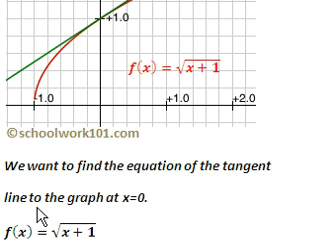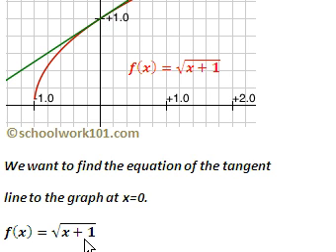So we're going to find the equation of the tangent line to the graph at x equals 0. So here's 0 on the x-axis, and we go straight up, and if I plug 0 in, we get the square root of 0 plus 1, which is the square root of 1, which is 1. So it looks like that tangent line is occurring at the point (0, 1).